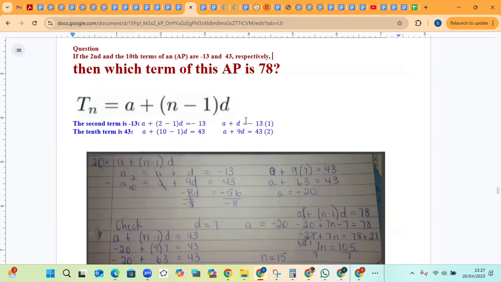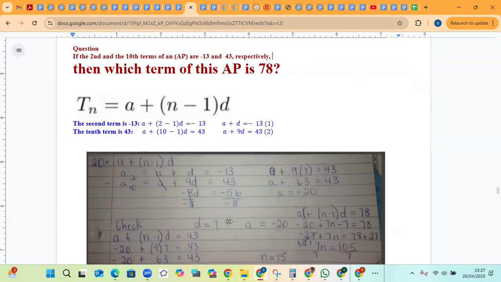We can use any one of the equation. Here, the second equation was used. So we substitute 7 in the place of d. A plus 9 times 7, which is 63, is equal to 43. And we subtract 63 on both sides to give us negative 20.